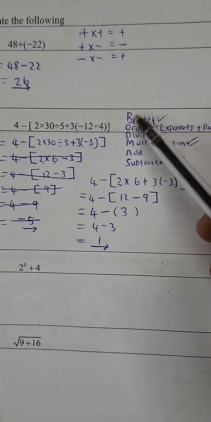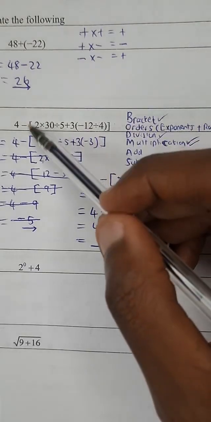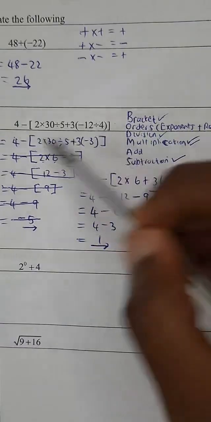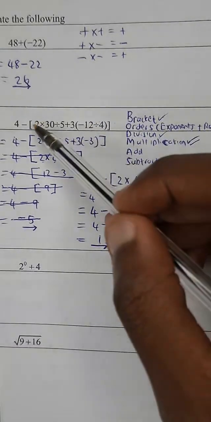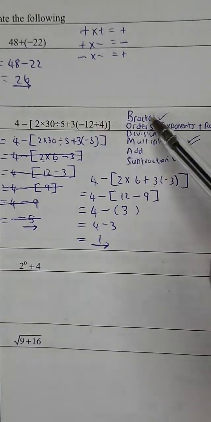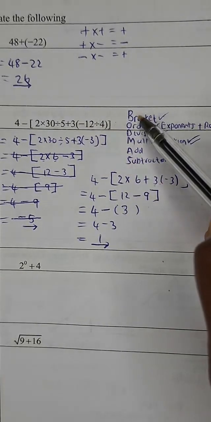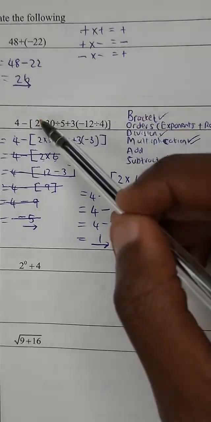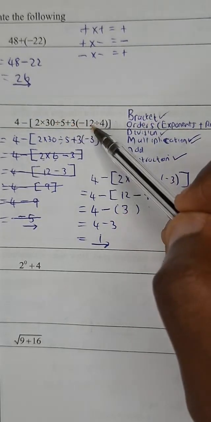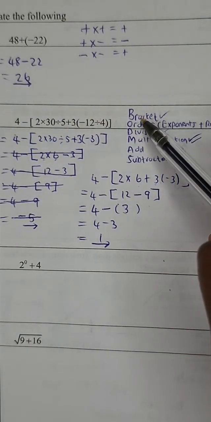So firstly, you start with the brackets. Now the thing is, there's the big bracket which is covering everything. We can't start with that. We go inside and we locate the small bracket. Then we work inside and resolve that bracket. Okay? So we keep the 2 times 3 divided by 5 plus 3, and then we take care of what is inside the bracket as BODMAS says.